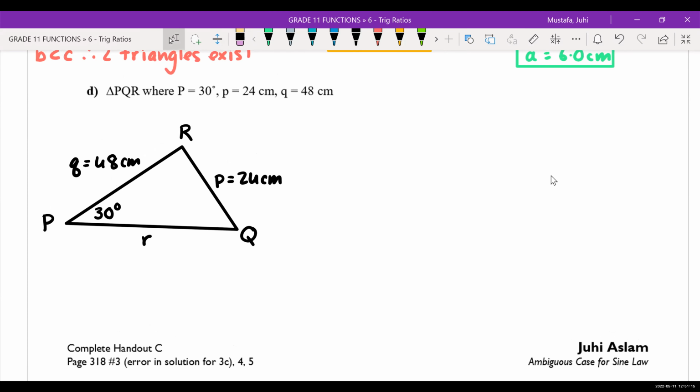I've drawn it such that it's leaning to the right, and that's because side length P is much smaller than side length Q. I just do a quick check. I know this is a side-side-angle triangle, and also the angle is acute. So my first step is going to be to go ahead and calculate H.